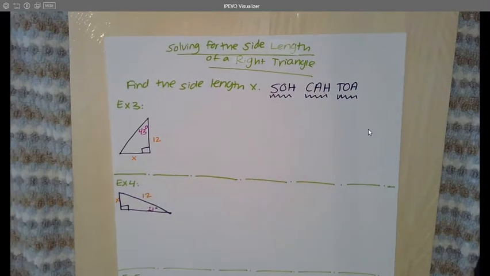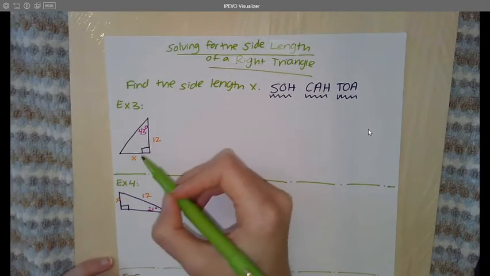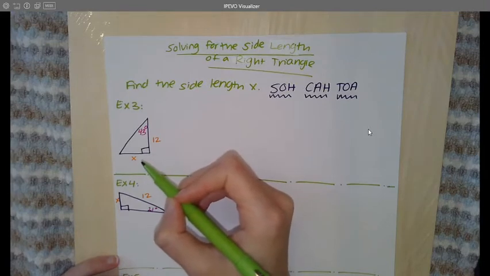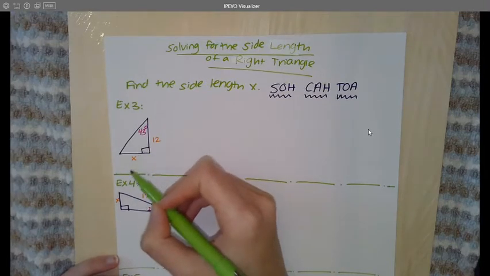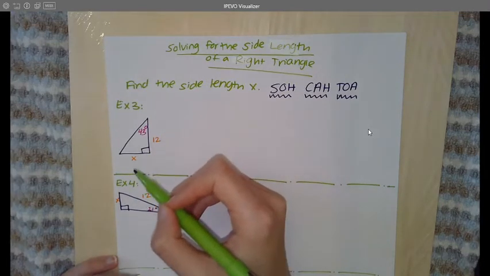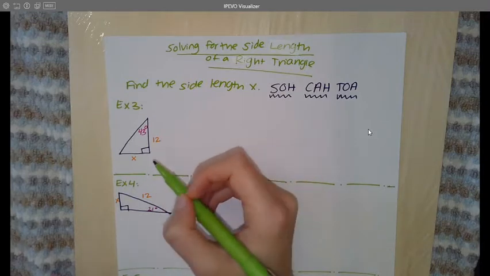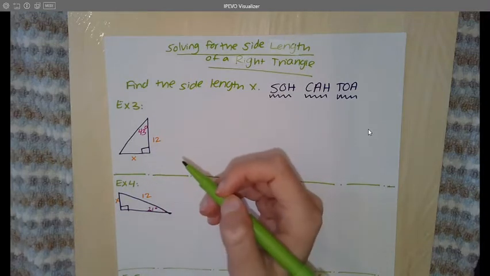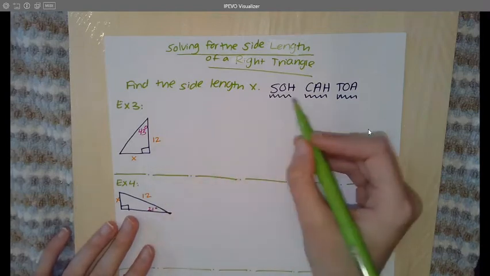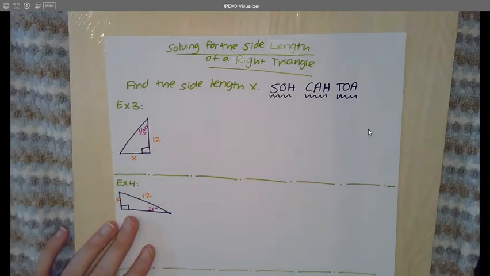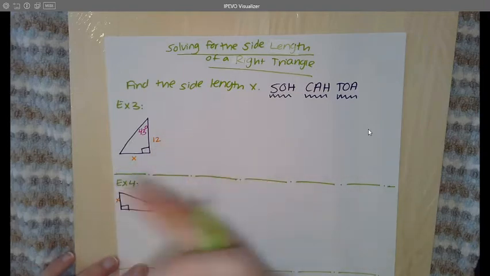Now, before I get started, in terms of what you have been given, you need to label: are these two sides the opposite and hypotenuse? Or are they the adjacent and hypotenuse? Or are they the opposite and the adjacent? Depending on what you're given, that will tell you which trig function to use. So let's start labeling the side lengths that we've been given.